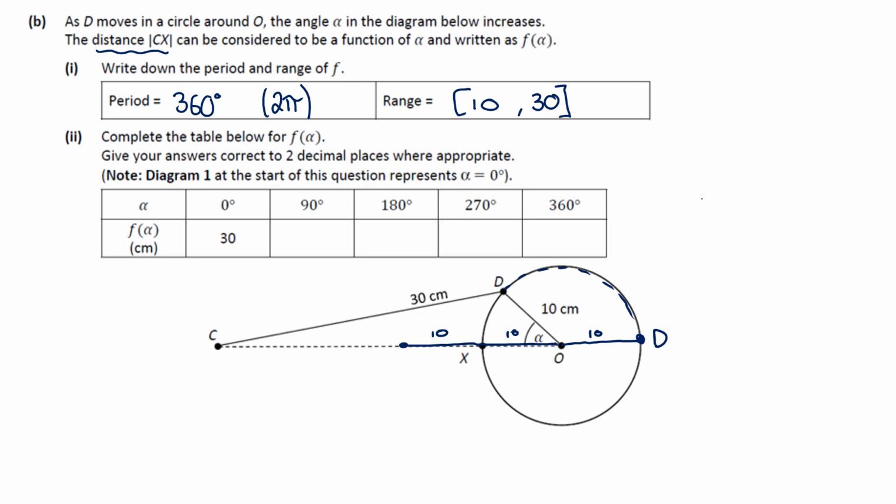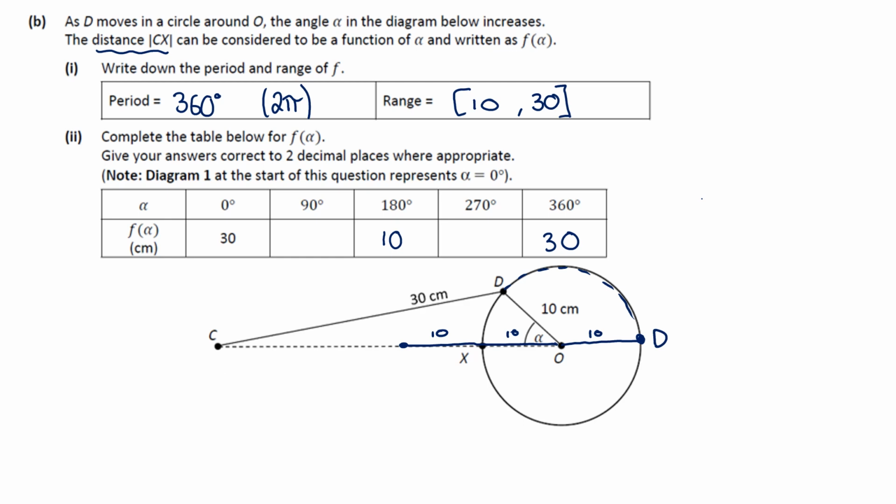Complete the table below, give your answer correct to 2 decimal places where appropriate. So 0 degrees is 30. When it's 180, it's going to be 10. When it's back to 360, it's going to be 30. So the two that we need to focus on are 90 degrees and 270. So let's look at that scenario there.